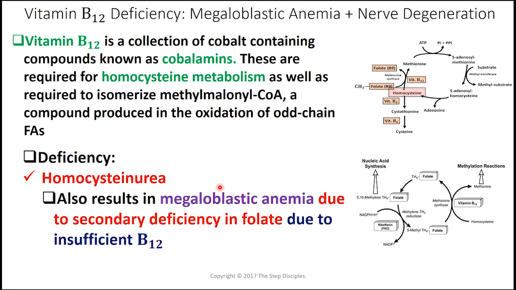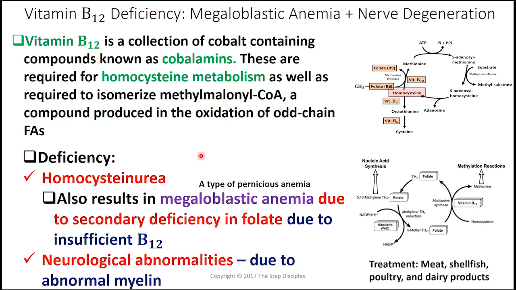It also results in megaloblastic anemia due to secondary deficiency in folate due to insufficient vitamin B12. I'm going to make this apparent to you in the next slide, but why don't we just leave it at that for now. And again, megaloblastic anemia, the type of pernicious anemia. So what a pernicious anemia is, it's a type of anemia that results from a lack of B12.